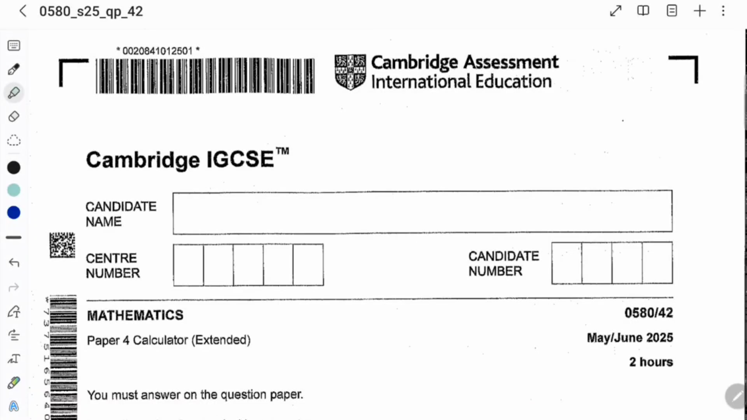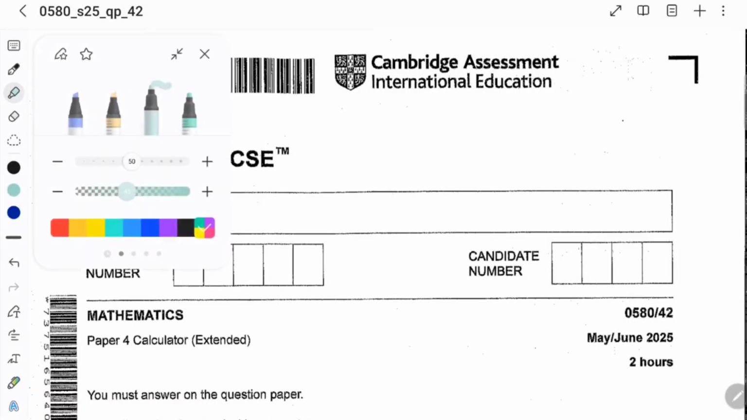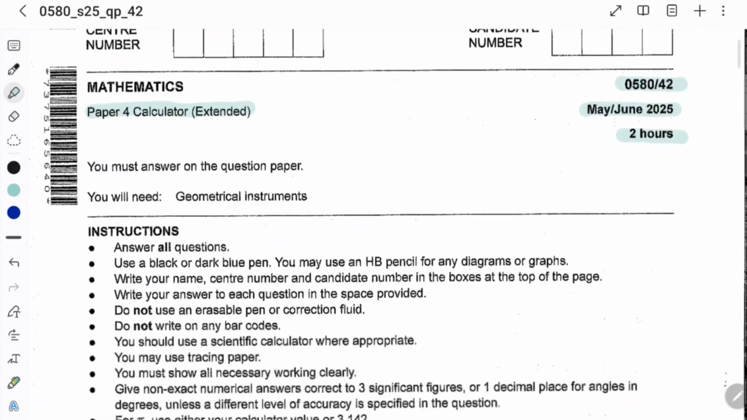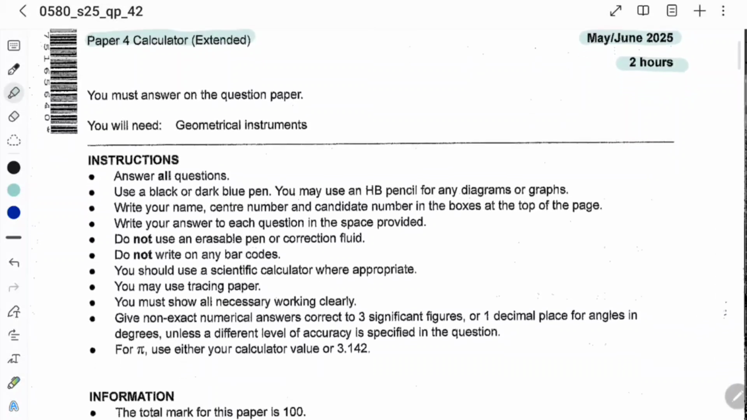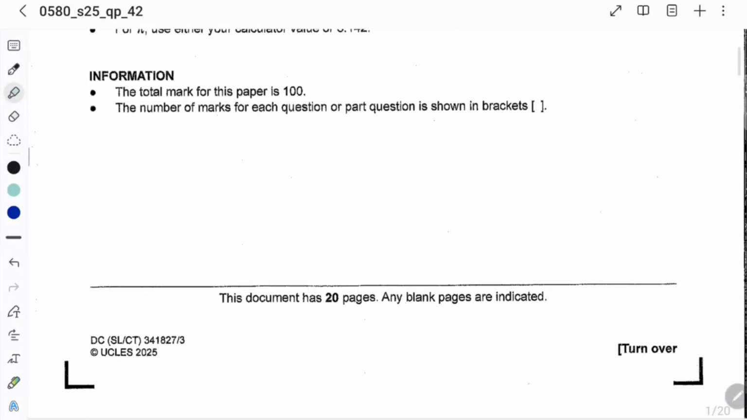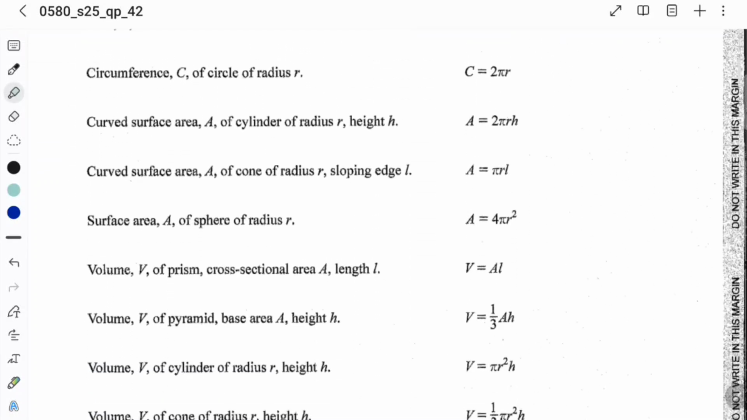Everyone, today we are doing Cambridge IGCSE Paper 4 Mathematics Extended Paper. 0580 is the code and 42 is the paper, May/June 2025, and it is of 2 hours. The students will have to do all the questions and the total marks of this paper is 100. Formula sheet will be given.